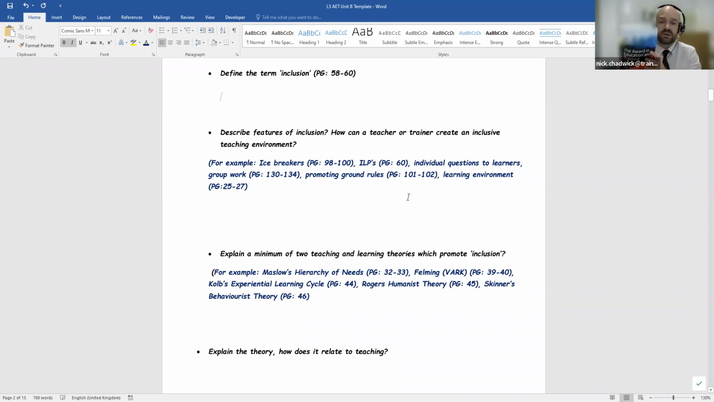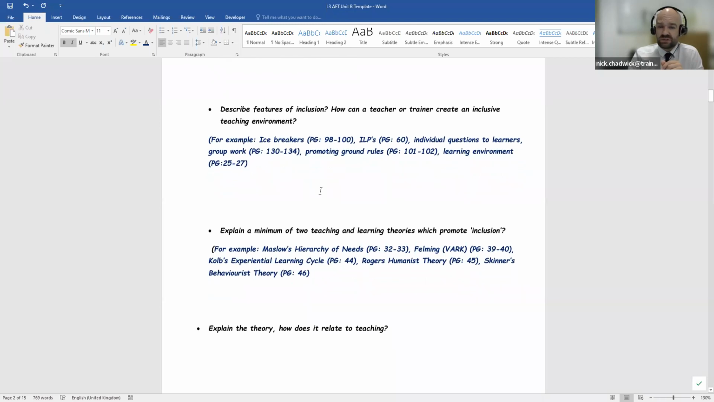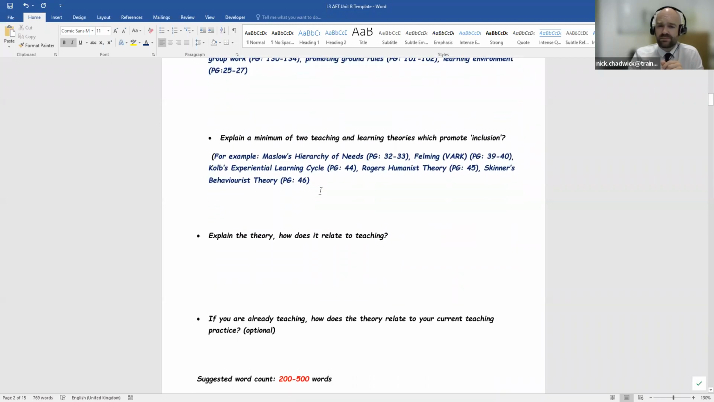So just within the textbook here, I've just got those pages there. If I were you, I would talk about each one and how you can promote these within teaching and learning, to describe each one and how each is going to promote an inclusive environment as well. So that would be the second point I would make within this assignment to start off.